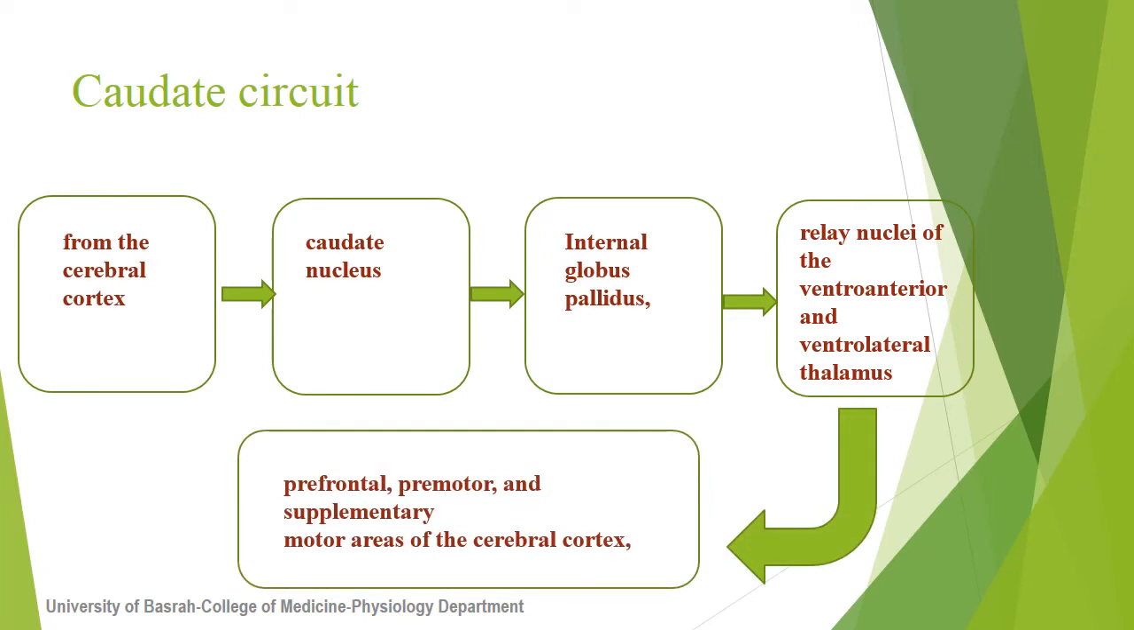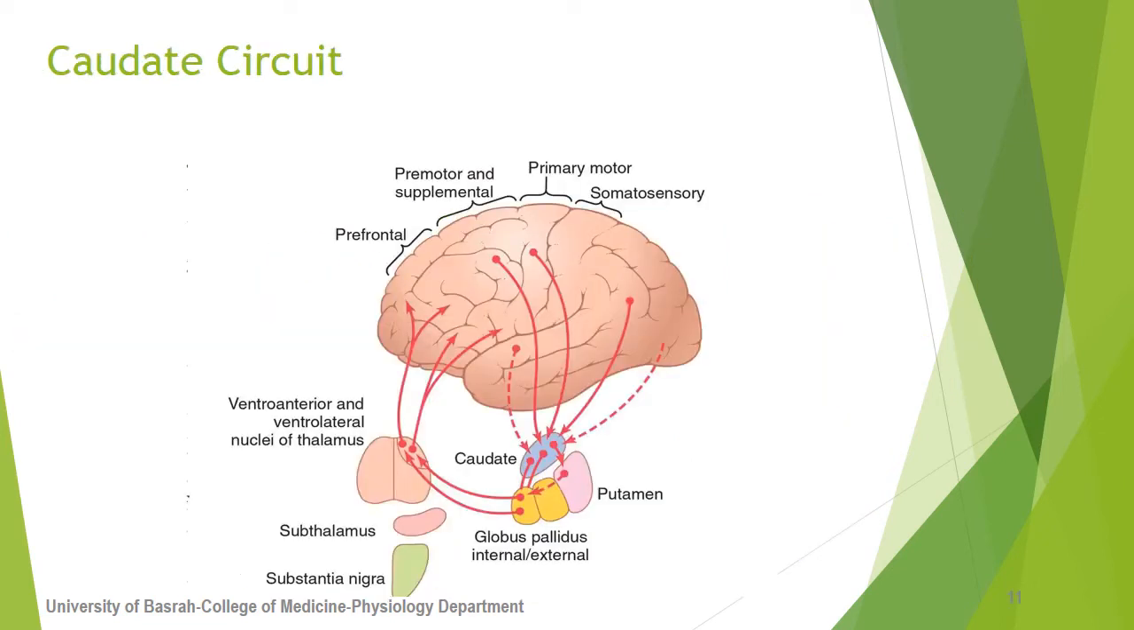And here specifically, it will pass to the motor or frontal lobe, specifically to the prefrontal, premotor, and supplementary motor areas of the cortex. So the return will be specifically to the motor cortex. Again, this is the motor cortex. This is the somatosensory cortex. And we have other projecting parts from most of the cortex in this area.